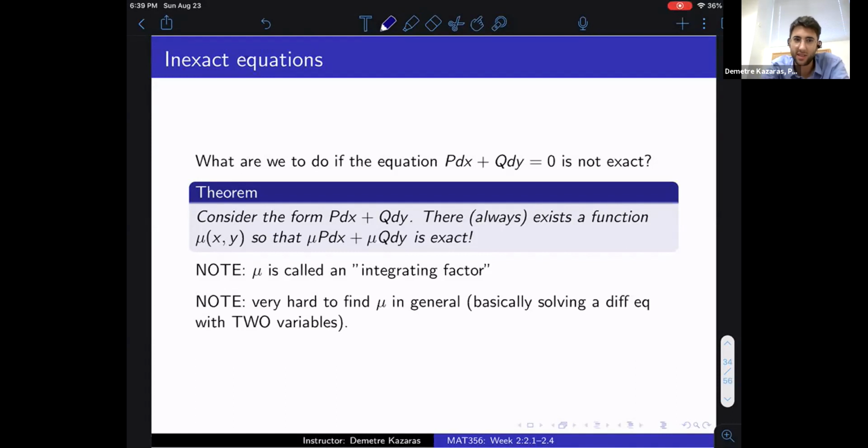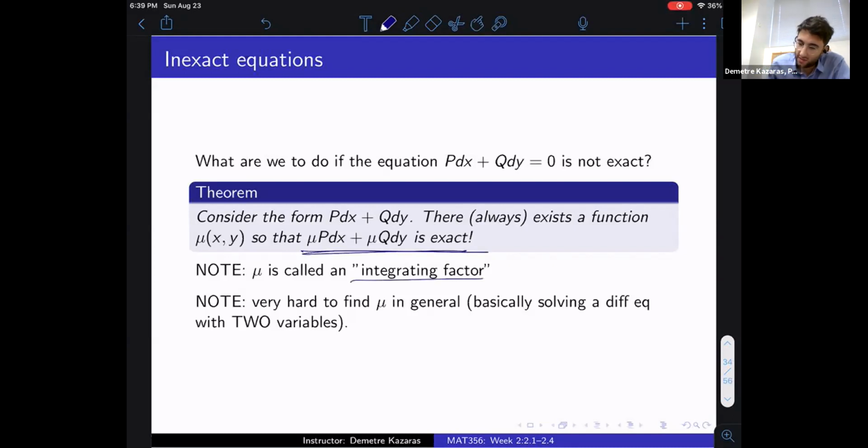Precisely, there is some function, call it mu of x and y, so that if you multiply the form by that function, so now the form becomes mu p dx plus mu q dy, that will be exact. It doesn't tell you how to come up with the function. That's the hard part. But such a function will exist. And once you suppose you could always find the integrating factor, then you would be able to always translate an inexact differential equation into an exact one, and then run that procedure we just described.